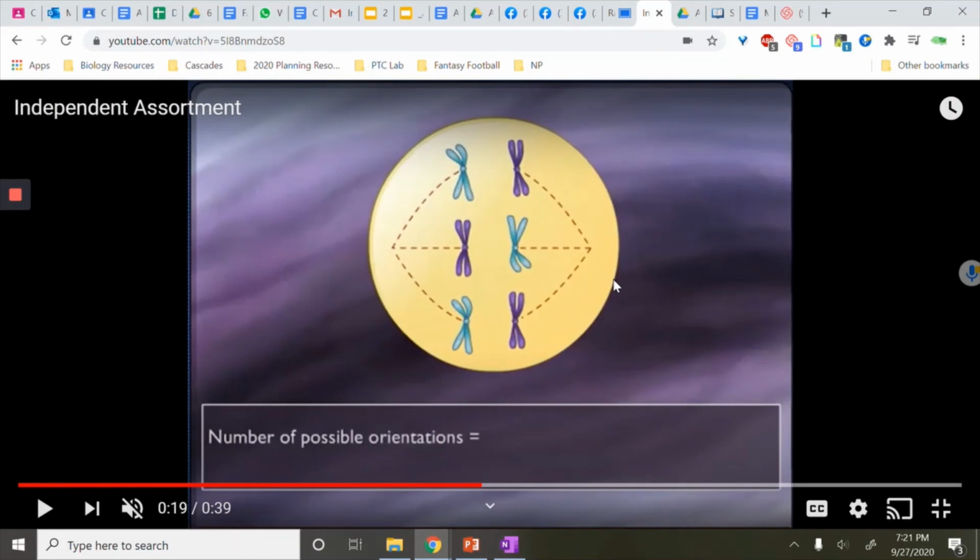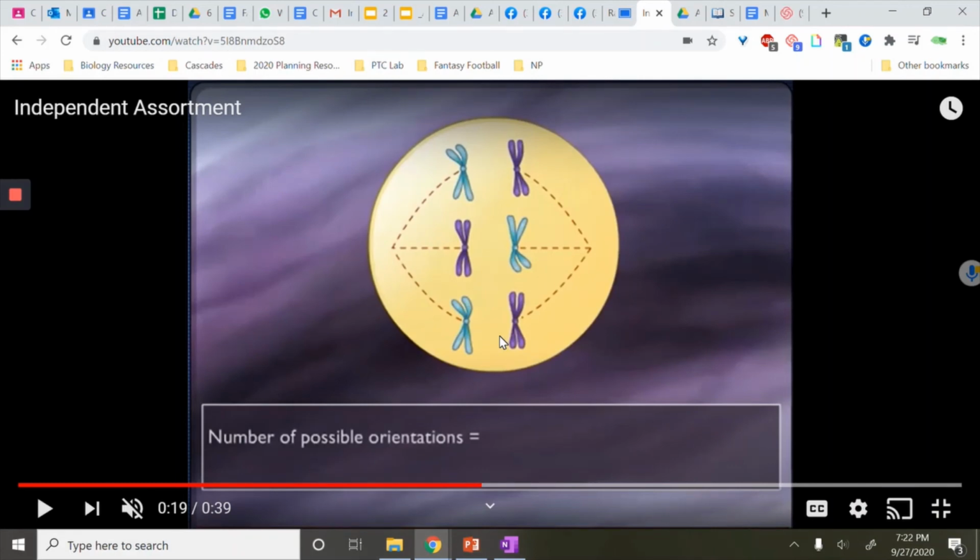So what that means is that it's random. If genetic mom's chromosome 1 lines up on the left and genetic dad's is on the right, it doesn't mean anything about chromosome 2. Chromosome 2 can line up in the same direction, or it can line up in the opposite direction, and so on and so forth. So just because one chromosome pair lines up in a certain way, every other chromosome pair is free to line up in whatever orientation they want to. It's totally not dependent on anything else.